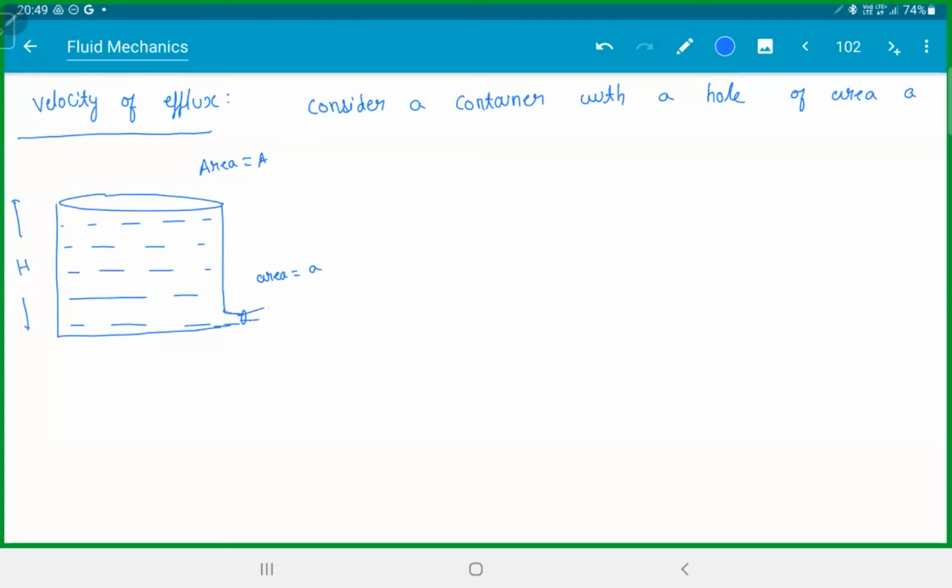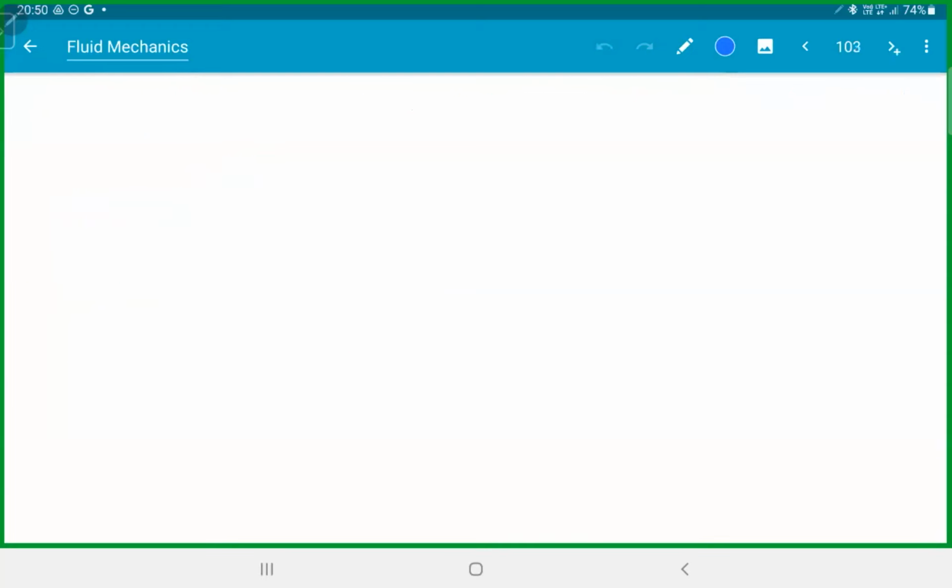So this liquid will start rushing out, right? This speed is called velocity of efflux. So the speed at which the water comes out of the hole is called velocity of efflux. Okay, so how do we calculate this? We use Bernoulli's equation and the equation of continuity. Let's look at this derivation here.